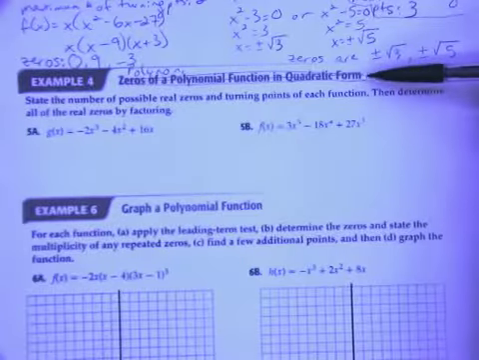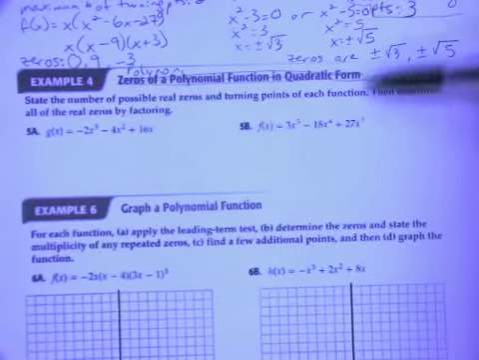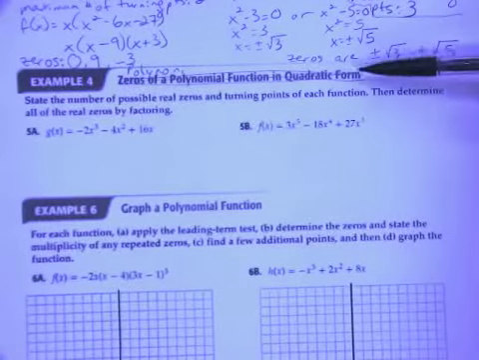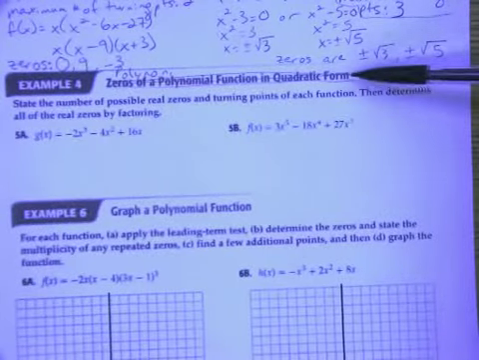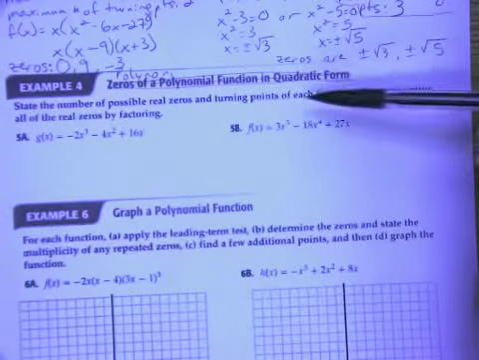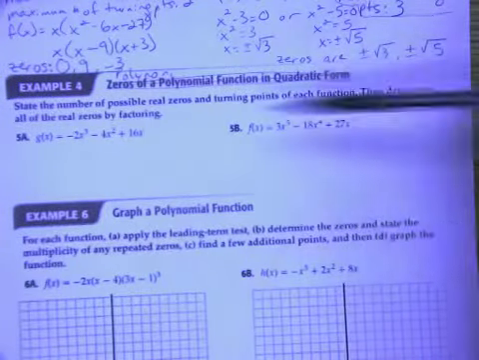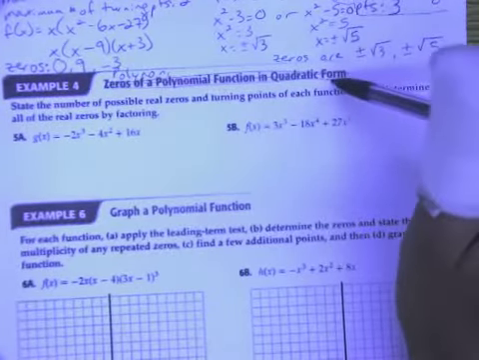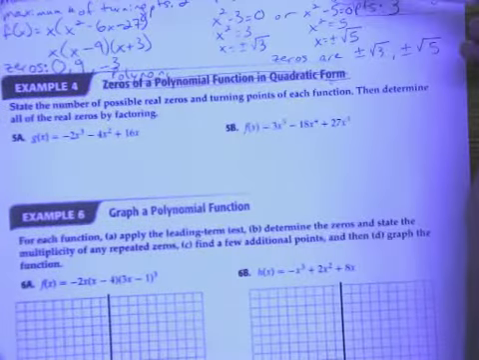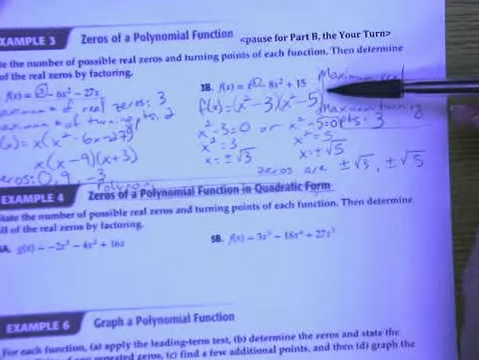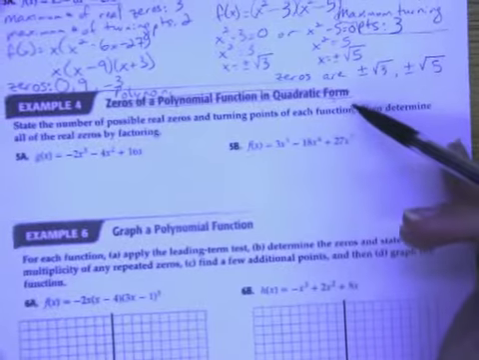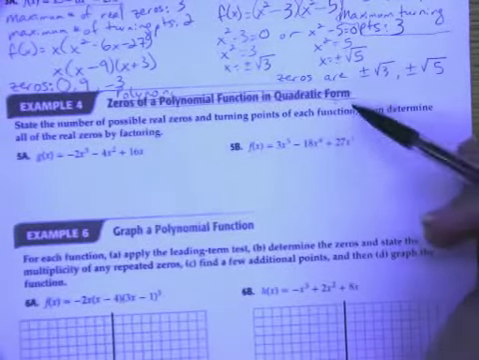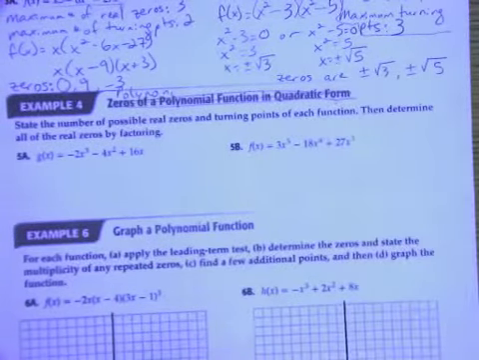You may be noticing there's a difference between my example here and yours. The difference is in the title. When I went to record this, I realized that this should have said example 5, polynomials with repeating zeros. I've already addressed a polynomial function in quadratic form. I addressed it here. Okay, so on your notes, this correctly says polynomials with repeating zeros.